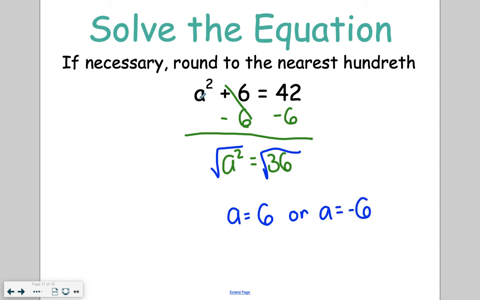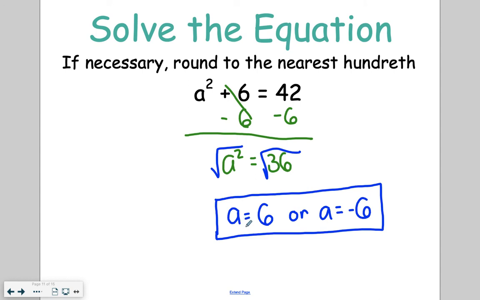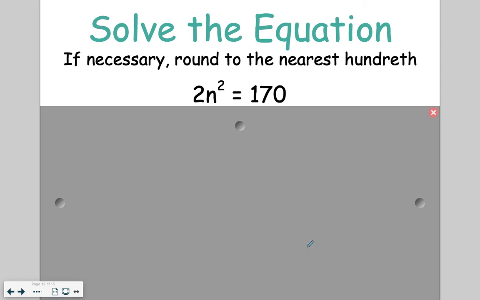6 squared is 36, plus 6 is 42. Negative 6 squared is 36, plus 6 is also 42. So unless it specifies that it only wants the positive or only wants the negative answer, you should always be listing both of them. So in this case, your answer would be a equals 6 or a equals negative 6. Go ahead and try this one on your own.